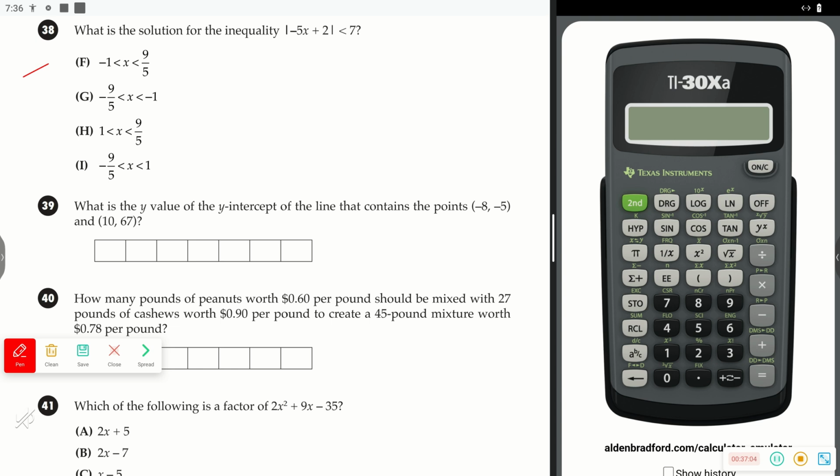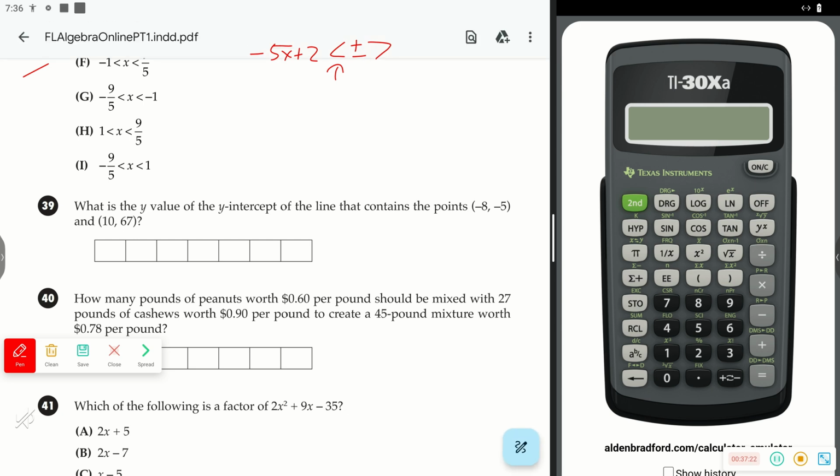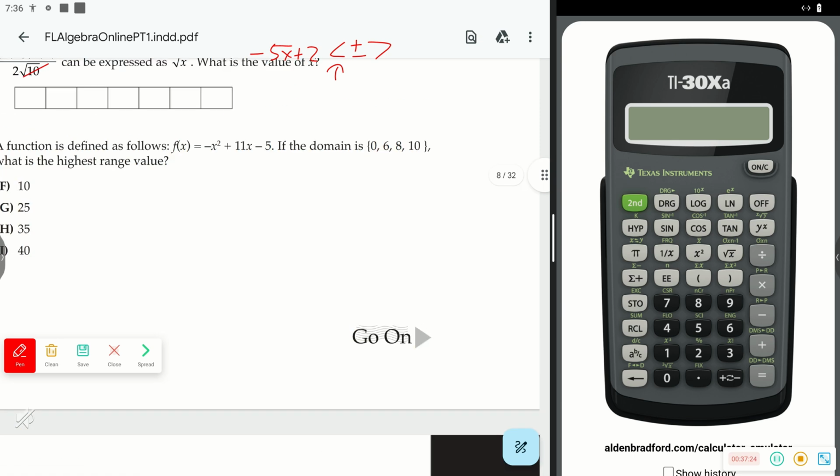And then what you do is you make the right-hand side of the equation plus and minus 7, like this. So you just have minus 5x plus 2, and then in this case we have this inequality is plus or minus 7. The only difference is whenever you have this inequality and you plug in a negative sign, you actually do have to flip the inequality.